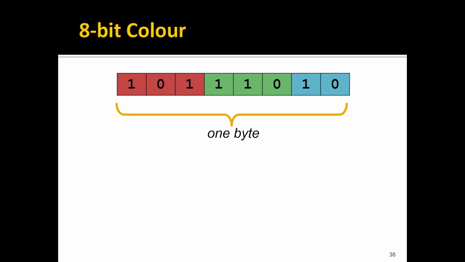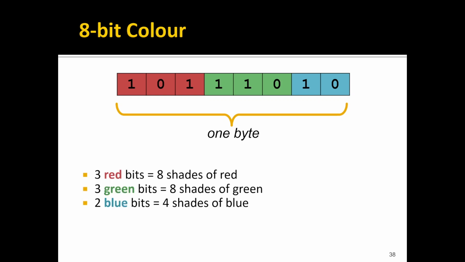Unfortunately, 8 bits doesn't divide evenly across 3 channels, so we get 3 bits for red, 3 bits for green, and the remaining 2 bits for blue. With 3 bits, we can represent 8 different shades of red. Another 3 bits for green independently represents 8 shades of green. And just 2 bits for blue means only 4 possible shades of blue.